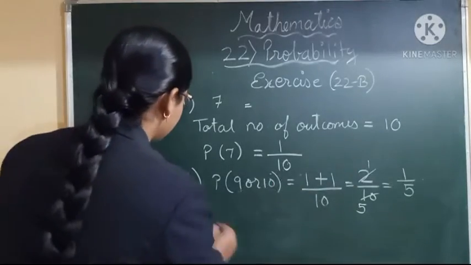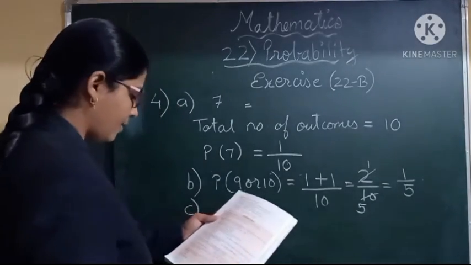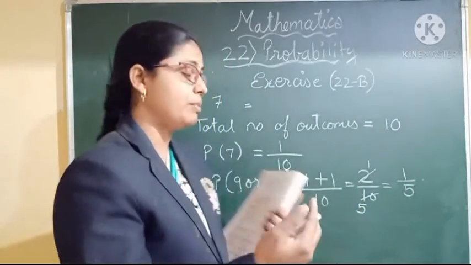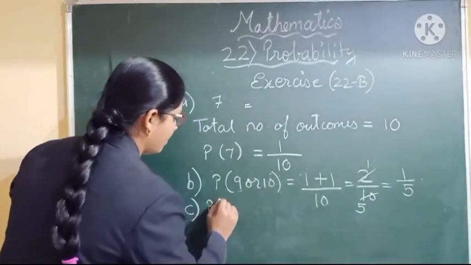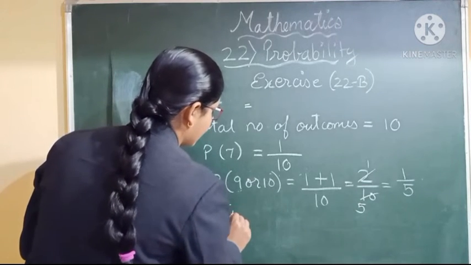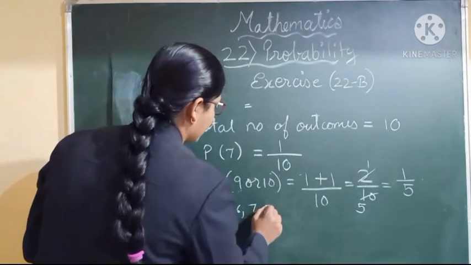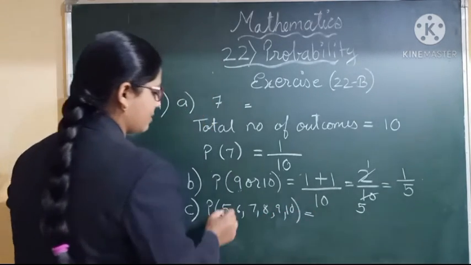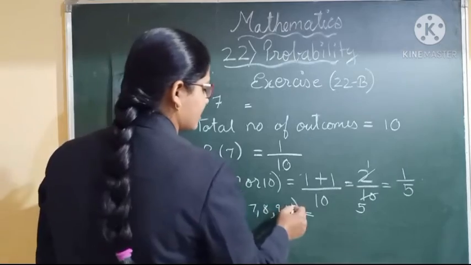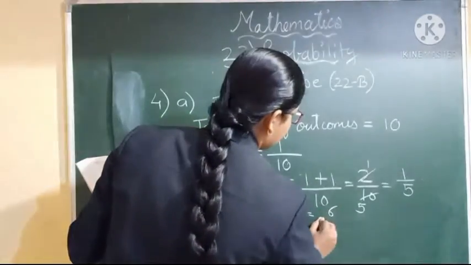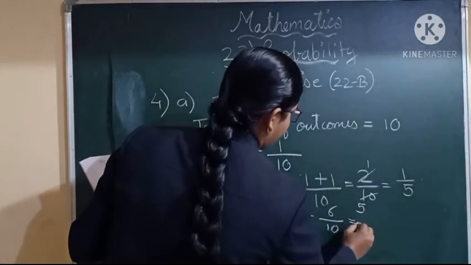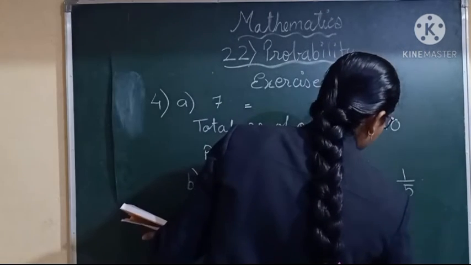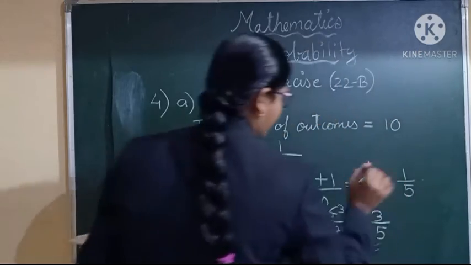Then the next is C, a number greater than 4. Greater than 4 means how many numbers are there? 5, 6, 7, 8, 9, 10. So how many numbers are there? 1, 2, 3, 4, 5, 6. So the probability will be 6 upon 10. So 2 3s are 6, 2 5s are 10. So it will be 3 upon 5.